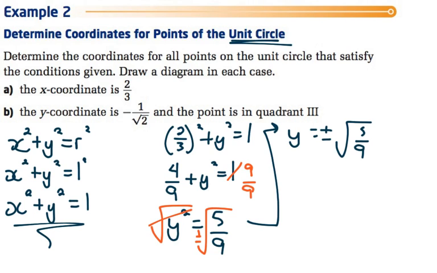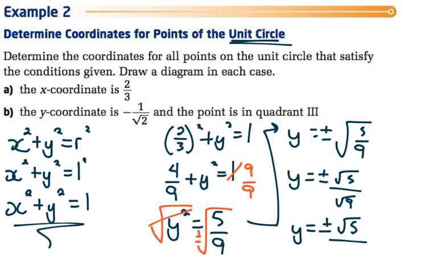Now, remembering back from pre-calc 20 that we can't leave a square root in the bottom of a fraction, we need to deal with that. So what we can do is split that root into two separate ones. We can't take the square root of 5, so we'll just leave it as the square root of 5, but we can take the square root of 9, which is 3. Perfectly fine to leave a square root on the top. We've gotten rid of the square root on the bottom, and these are two y-coordinates that satisfy that.